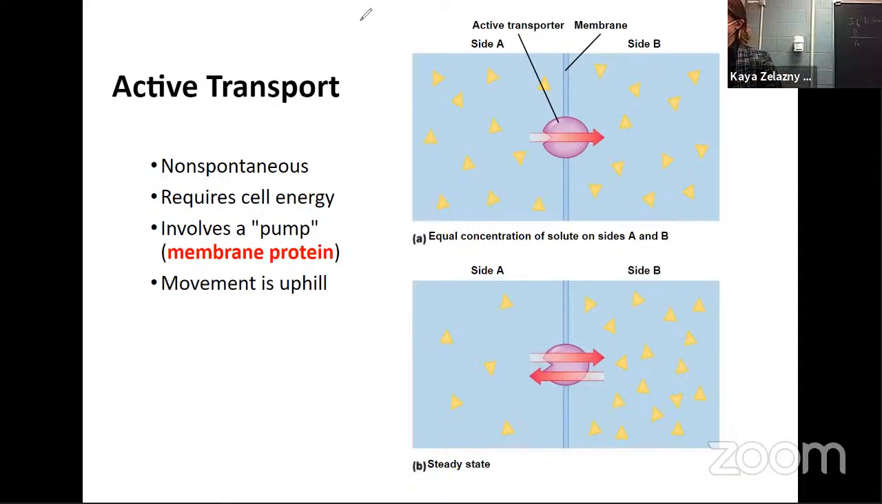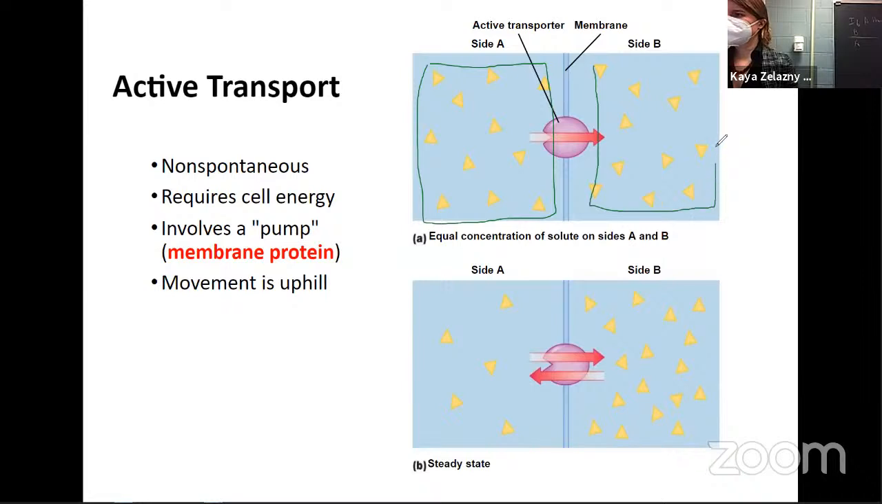So here in our image, we see that we have equal concentrations of our solutes on side A and side B. So what would happen in this situation if we didn't use any energy, if we didn't use active transport?